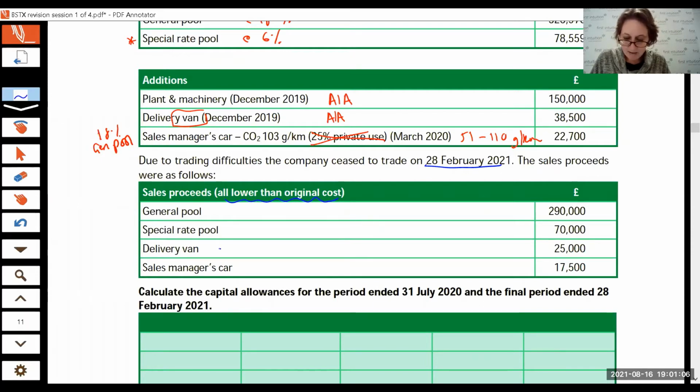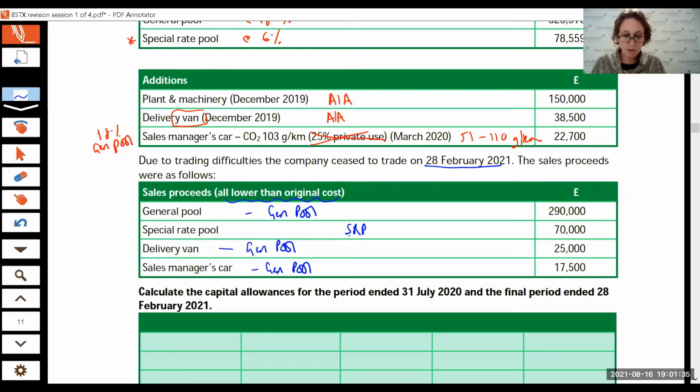The delivery van, well, where was that? The delivery van doesn't have its own column, so that's going to be disposed of out of the general pool. The sales manager's car, it went into the general pool. It's going to be disposed of out of the general pool. Of course, the general pool is the general pool. So we've actually got 3 things in there and only 1 item in our special rate pool. So just reading that through and just thinking really about where each of those will eventually land.